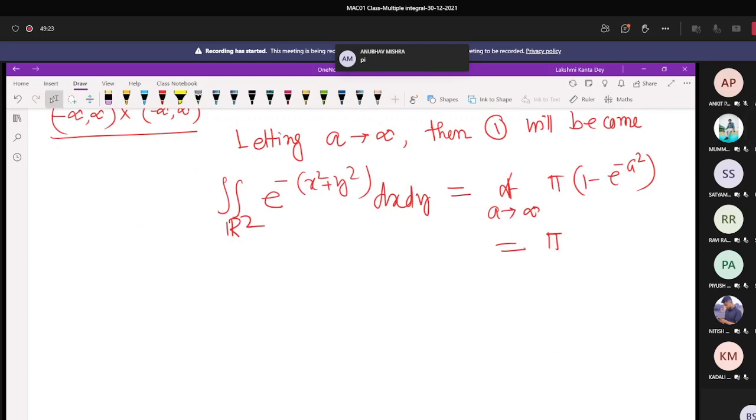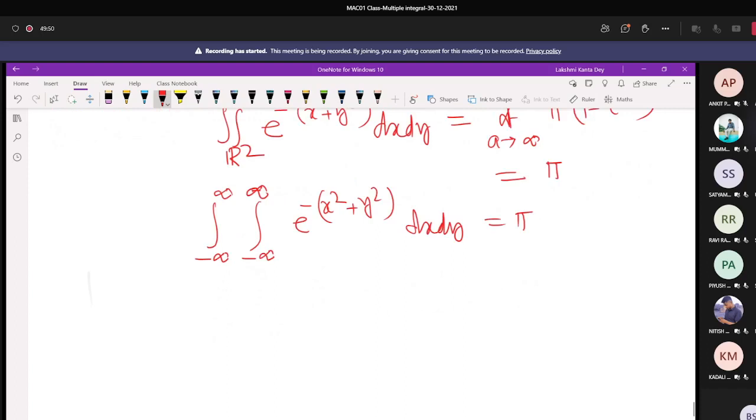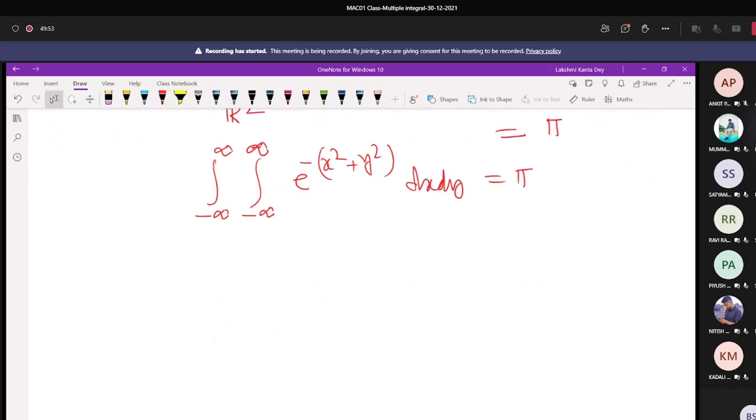Now you see what happens. It is a continuous function, so can I write this from minus infinity to infinity, minus infinity to infinity, e to the power minus (x square plus y square) dx dy, as pi? Now x is varying from minus infinity to infinity, y is also varying from minus infinity to infinity. So we can write this as the integral of e to the power minus x square dx from minus infinity to infinity, times the integral of e to the power minus y square dy from minus infinity to infinity, and this is pi.